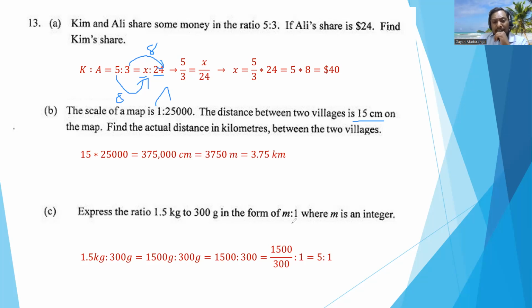1.5 kg to 300 grams is m to 1. That means the right side you should make 1 and don't think about the left side. It might be a whole number, might be a decimal number, right? 1.5 kg means it's 1500 grams, okay? And then 300 grams. So grams cancel, double zero you can cancel. And since you want to make the right hand side 1, you can divide both sides by 300. So you will get the answer 5 to 1. In such questions, it's possible for this m to be a decimal value, right?